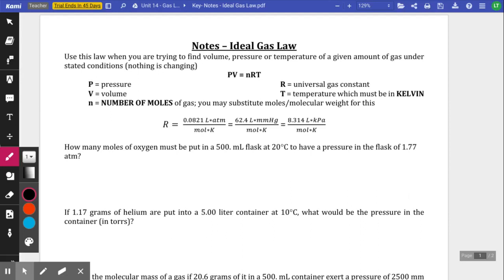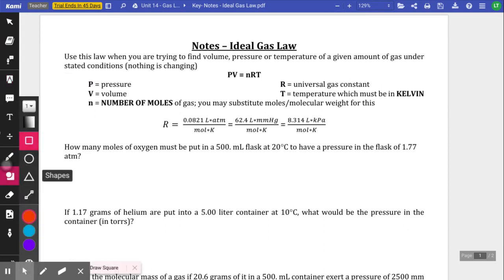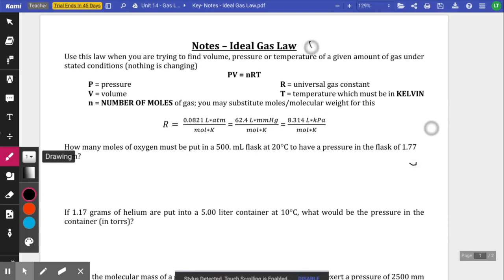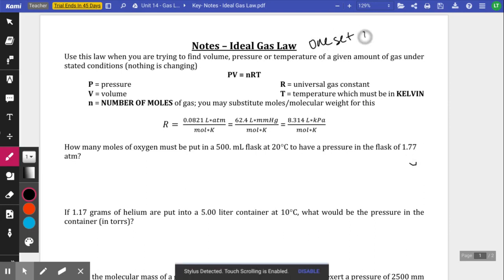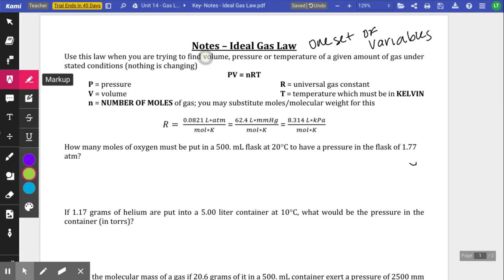All right, guys. So in this video, we are going to talk about the ideal gas law. This gas law is slightly different because, as compared to the combined gas law, there is only one set of variables. So nothing is changing in this one. We are either trying to find volume, pressure, or temperature of a given amount of mass under stated conditions. So nothing is changing.